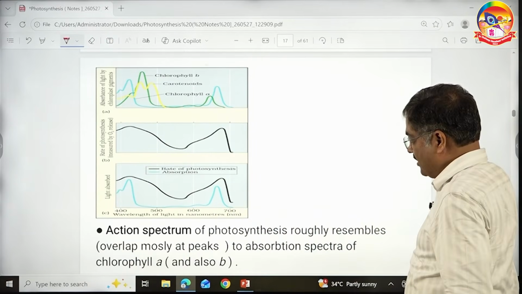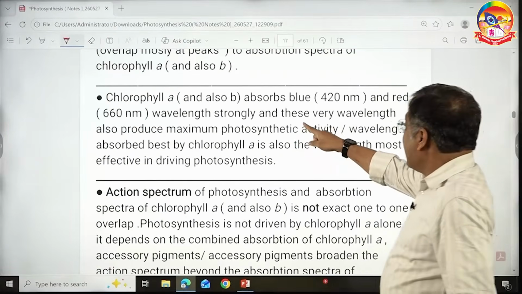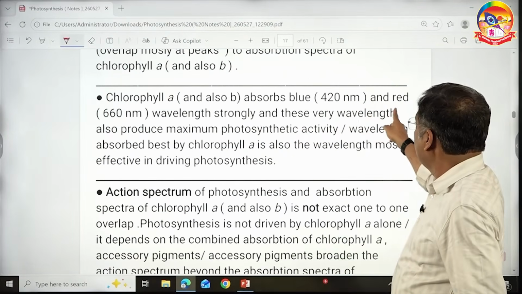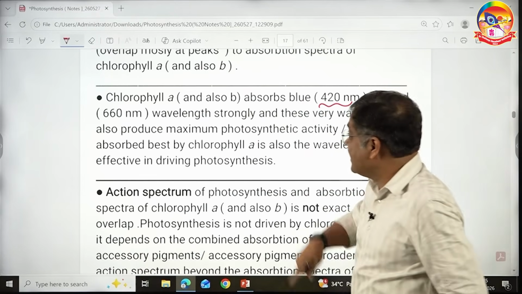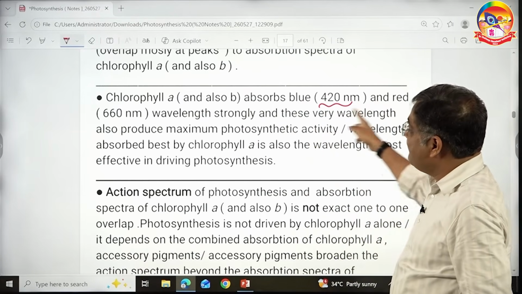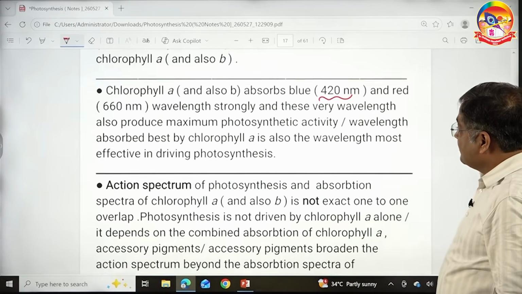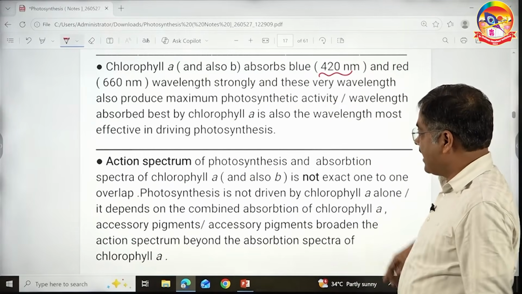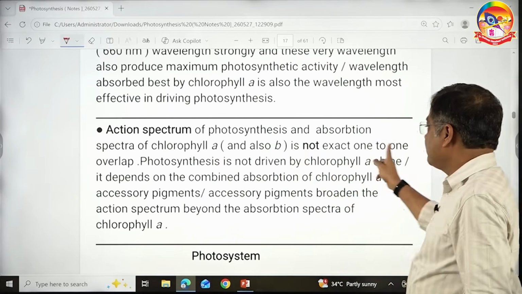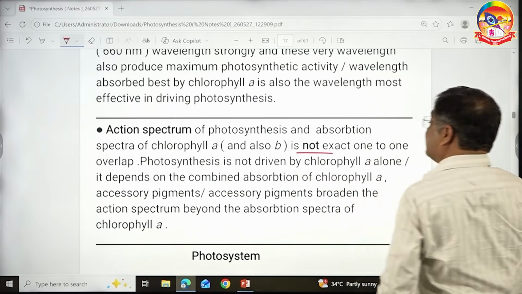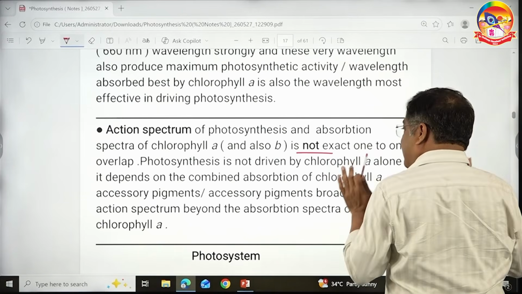I'm pretty sure that you understood this. This is the point which I have written here. Chlorophyll A absorbs blue 420. Nice number. All right, and red strongly, and these very wavelengths also produce maximum photosynthetic activity. All right, that means that the peaks overlap. Action spectrum of photosynthesis and absorption spectrum of chlorophyll A is not exact one-to-one overlap. Photosynthesis is not driven by chlorophyll A alone.